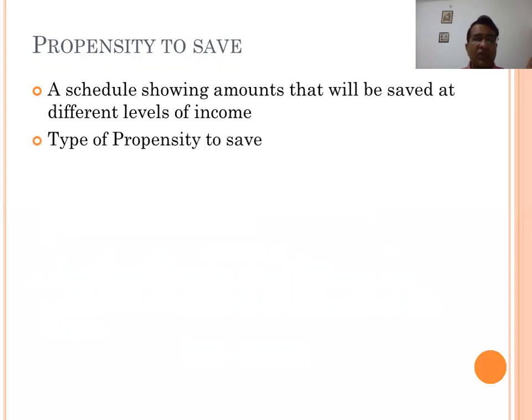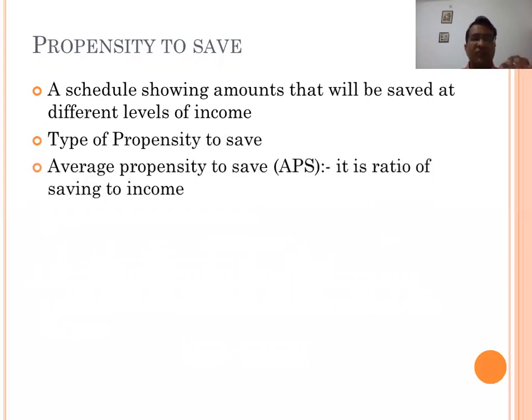Types of propensity to save. Two types are there. Average propensity to save is the ratio of saving to income. It means APS is equal to S upon Y. How to calculate APS? First of all, we will calculate saving. Income is given. How to calculate saving? S is Y minus C, because Y is equal to C plus S. So if C is given and Y is given, then Y minus C is equal to S, and S upon Y is the APS, average propensity to save. The saving curve starts from the negative side and then goes upward. So APS is equal to S upon Y.